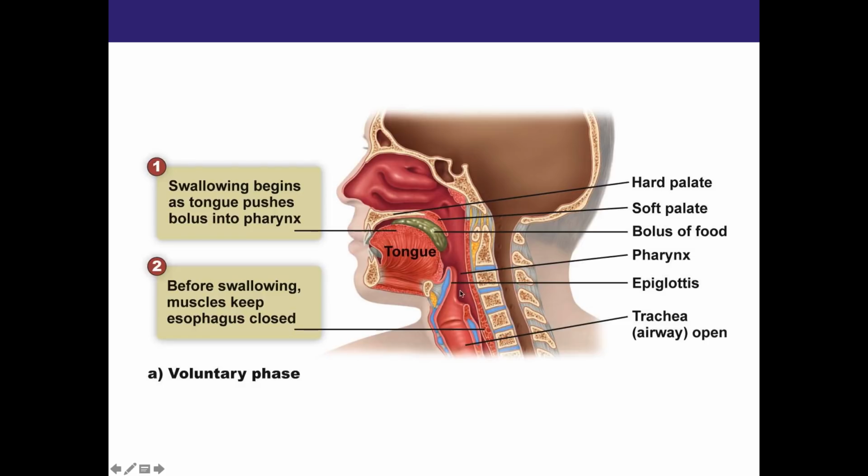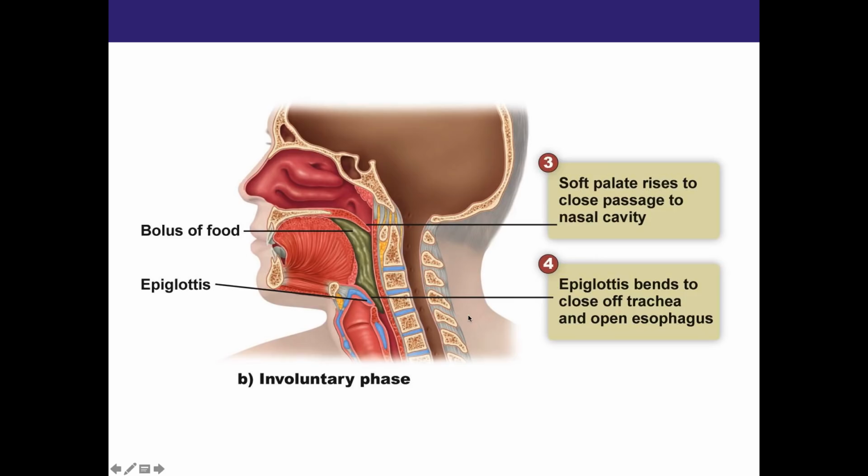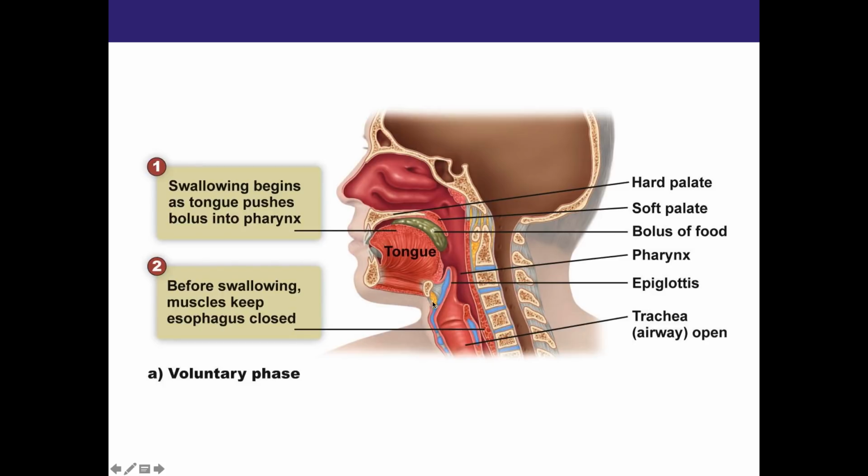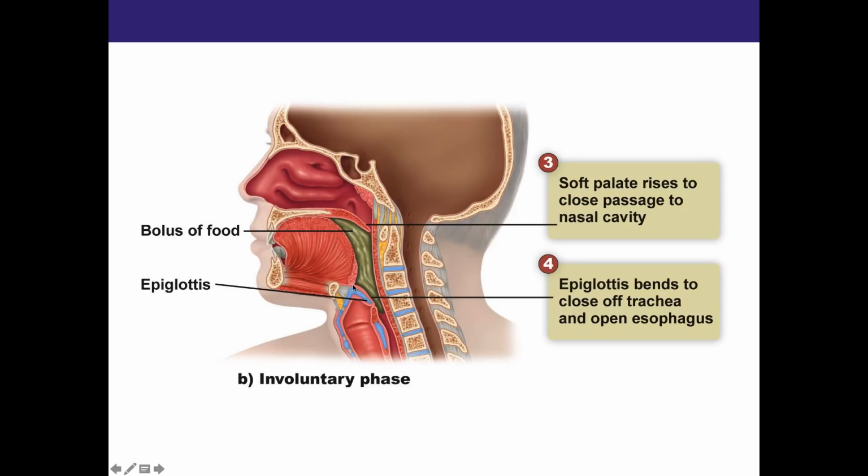Initially, the muscles keep the esophagus closed, but then in the involuntary phase, you get the epiglottis. Here is before. You can see the epiglottis is up like this. Then when you swallow in the involuntary phase, the epiglottis bends down to protect the trachea. The soft palate also rises to protect the nasal cavities. And then after the upper esophageal sphincter relaxes, that bolus of food slides into the esophagus.